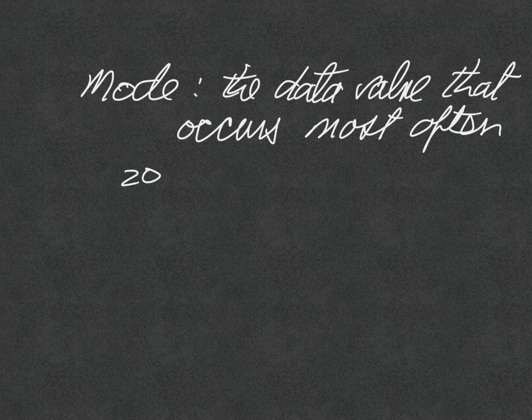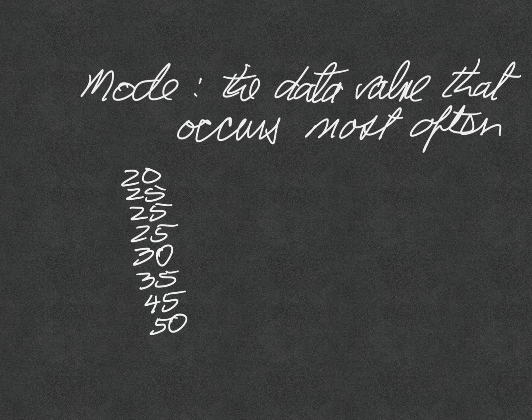Now we had 20, 25, 25, 25, 30, 35, 45, 50, 50, 50, and 75. Now, that was the data we had from the last problem. When I look at this particular set of data, I have an interesting thing going on. What I notice is that the number 25 shows up 3 times, and so does the number 50.